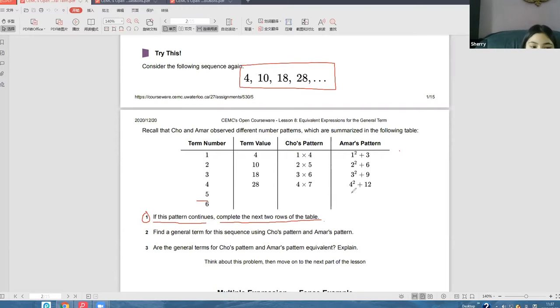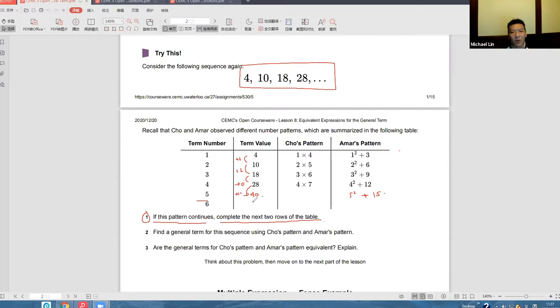Yeah, it would be 5 to the power of 2. Yep, 5 squared plus 15, right? I heard you say it. Good job. So the next term should be 40, logically speaking, right? And again, we could figure it out from here too. It's a plus 6, plus 8, plus 10. So logically speaking, this one's plus 12, and that makes sense, right?